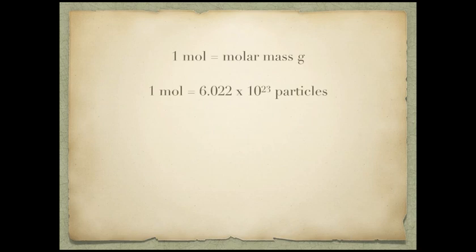So we know, for example, if I tell you, hey, I have 1 mole of nitrogen, you know I have 6.02 or 6.022 times 10 to the 23rd particles. In that case, that would be atoms, but it could be atoms, it could be molecules or formula units. So if I have 1 mole of carbon dioxide, I would have 6.022 times 10 to the 23rd molecules of carbon dioxide.